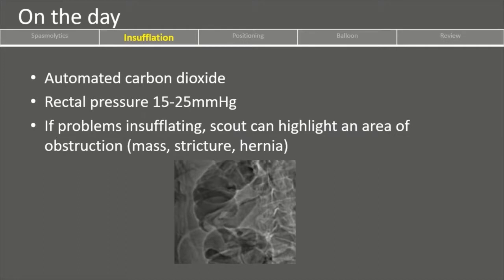And if you are finding that you're having problems insufflating, performing a scout image can help highlight an area of potential obstruction, whether there's a mass there or a stricture or even a hernia. And this example here just shows on the scout there's this circumferential thickening and a tight narrowing of the bowel here due to a tumour, and that would be impeding the flow of the gas.